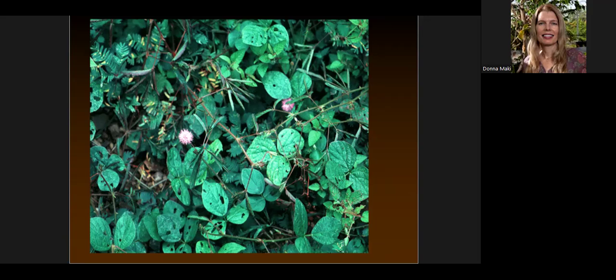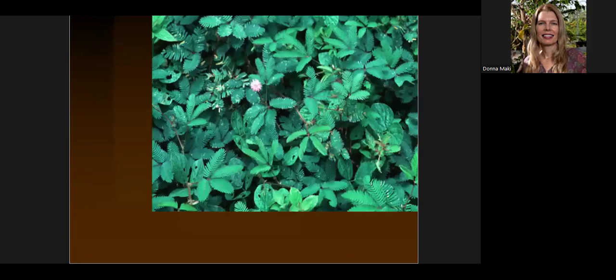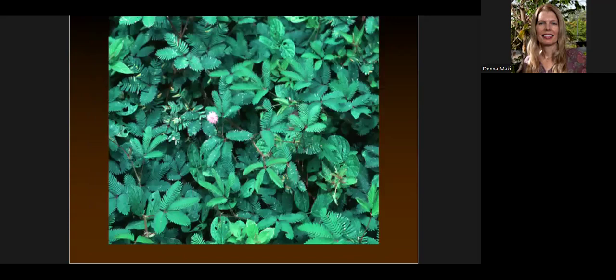That's a good question. It wouldn't be very adaptive to always close up at any little touch, right? And I don't know that they've looked into it that carefully with this plant, because this is a natural setting. It's going to be touched by other things that aren't dangerous. So I don't know if they have investigated that.